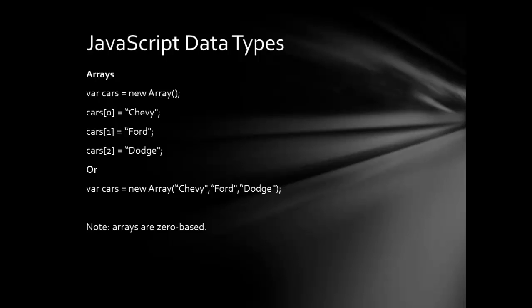So if you see here I have cars bracket 0, that's the first slot in our file folder, in our array, that's holding Chevy. Cars 1 is our second slot holding Ford. So everything starts off zero based: 0, 1, 2, as we go through our file folder of array information.